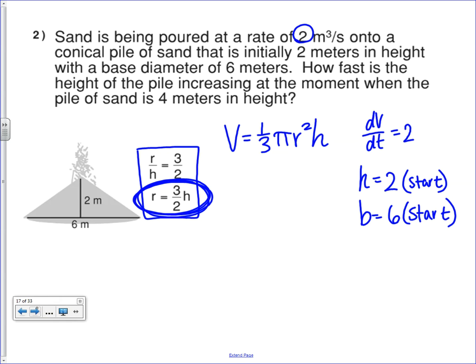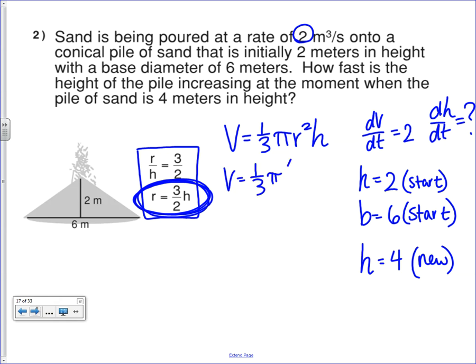Okay, but I do have one other piece of information. It says, how fast is the height of the pile increasing? So I'm trying to find dH dt, that's my unknown, when the pile of sand is 4 meters high. That would be the new one, I guess. Okay, so we're going to go ahead and plug in our R is 3 over 2H. Looks like that. And now I have V equals, let's see, that'll be 9 over 4, which will be 9 over 6.